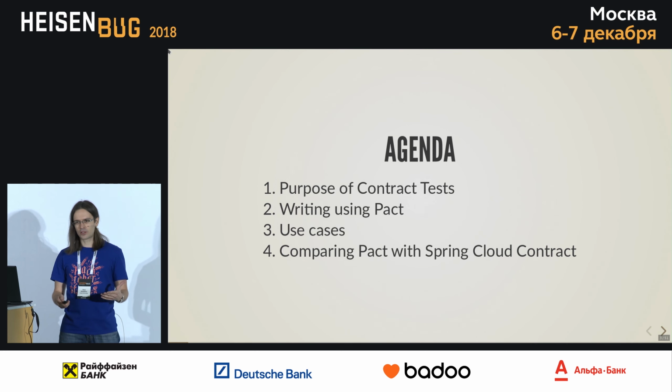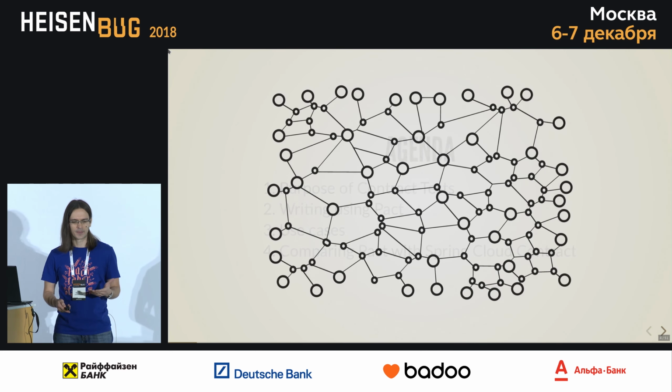Short agenda for today. First we will talk about why we need contract testing and what contract tests are. Then we will take a look at one framework that allows us to write contract tests. It's called PACT. Then we will talk about possible use cases. And finally, we will take a look at an alternative called Spring Cloud Contract.